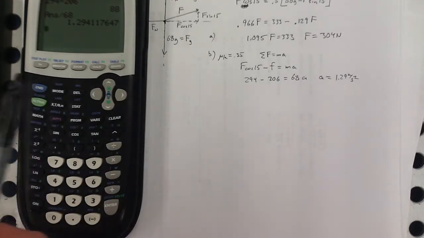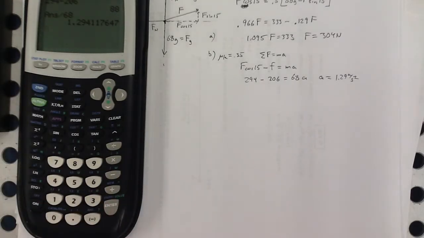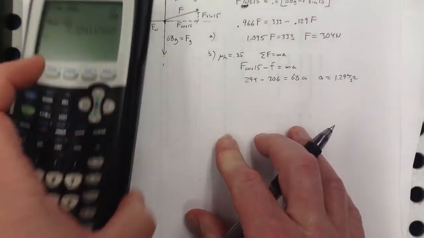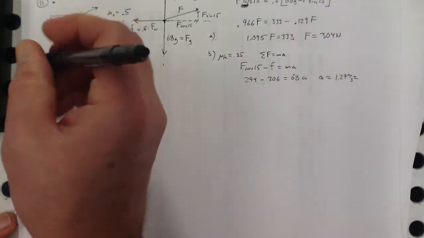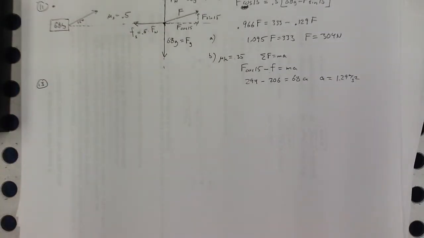Okay, so this is 11, 300, and 1.3. Good. They did 2 sig figs instead of 3, rather. We're good. All right, 13.